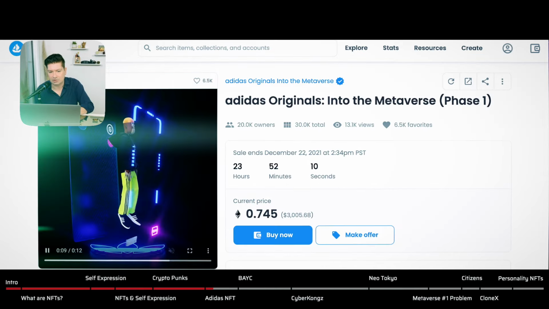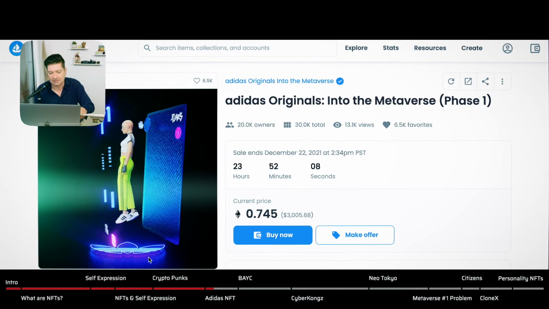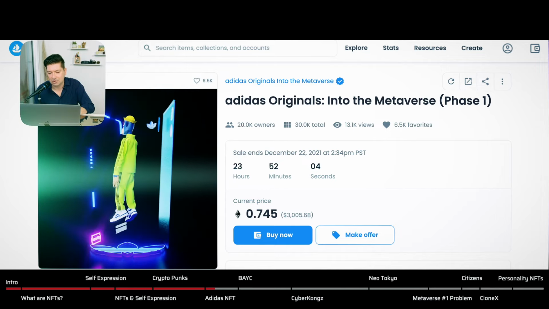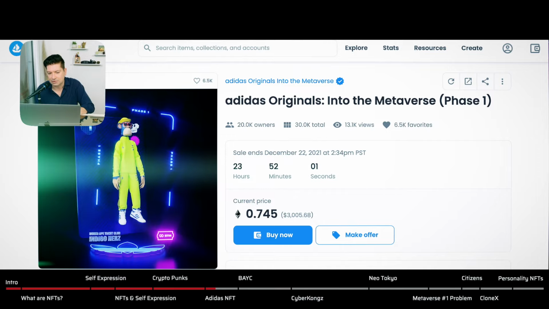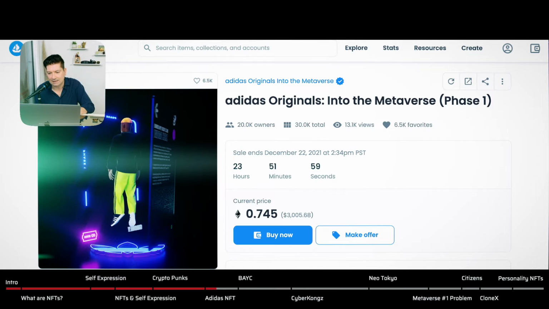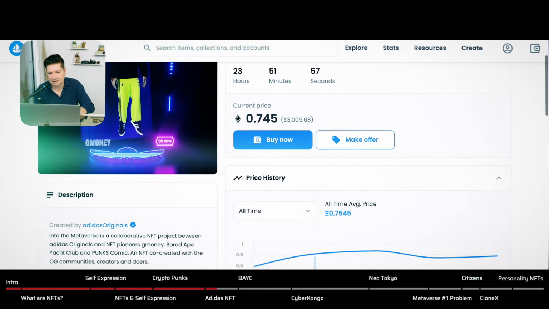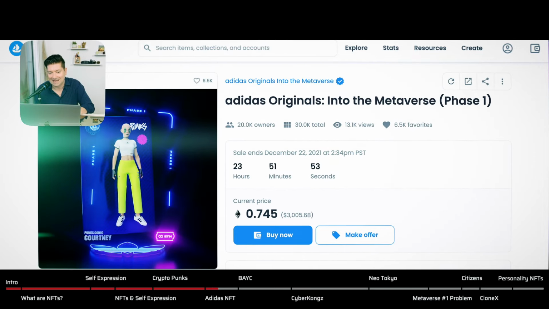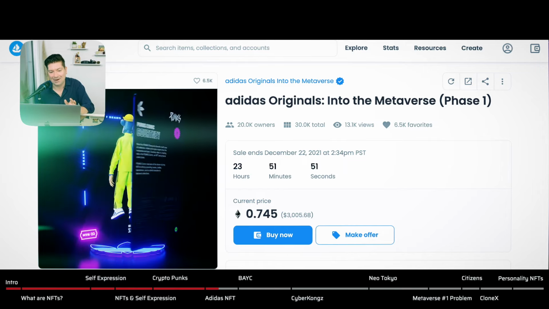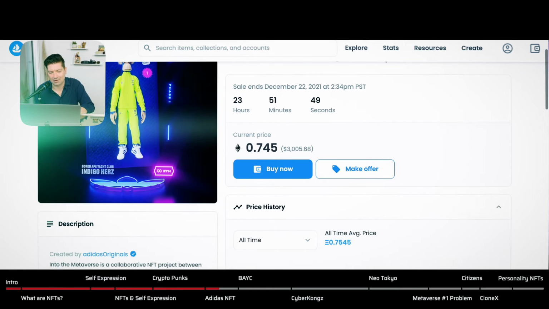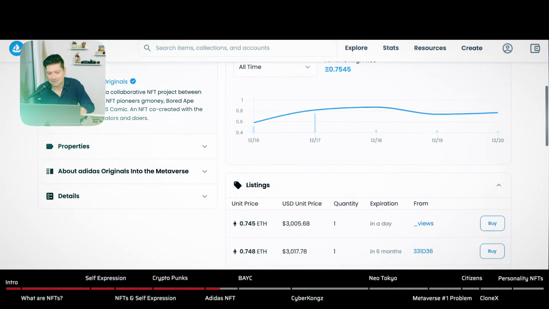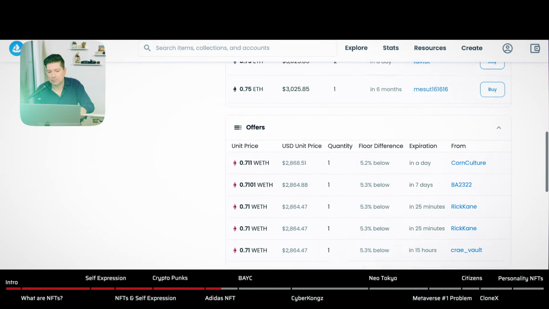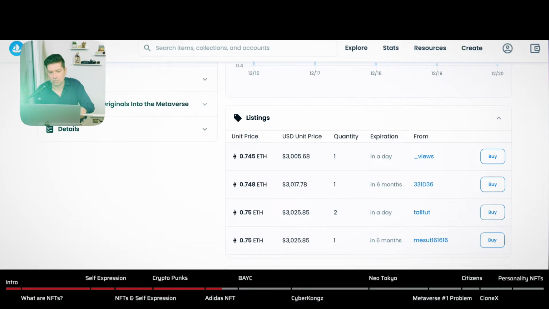This just launched, and this is Adidas. They're making articles like clothes and shoes and so on for the metaverse. They have this little item pack. This is Adidas Originals, and it sells for $3,000. As you can tell, it's a lot more than a pair of Adidas or a closet full of Adidas. So why are they so much more expensive than just the actual clothes that you would use?